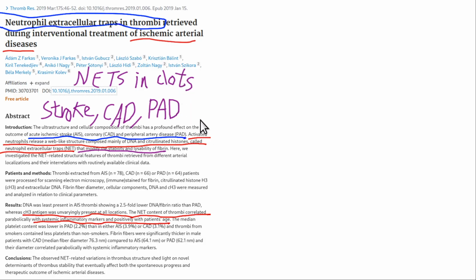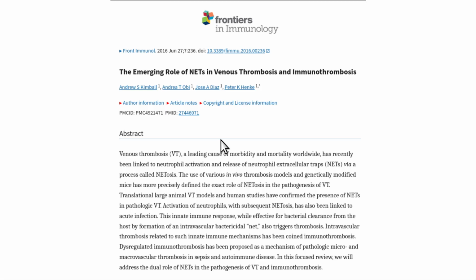They found when they fished out clots, blood clots in people who had strokes or had coronary artery disease or had peripheral arterial disease, peripheral vascular disease, they found a lot of NETs in the clots, consistent with the NETs being related to the clots. Okay, there's a bunch of papers about NETs being associated with thrombosis in arteries and in veins.